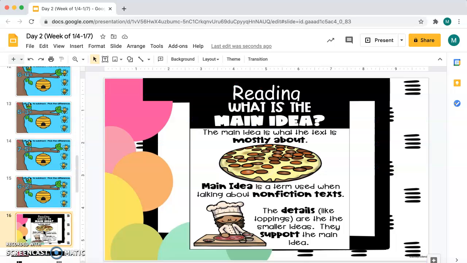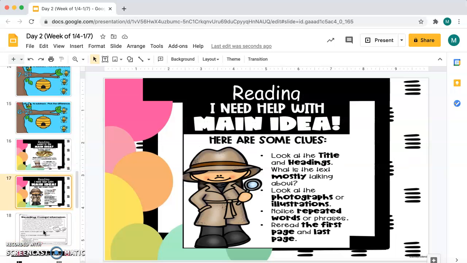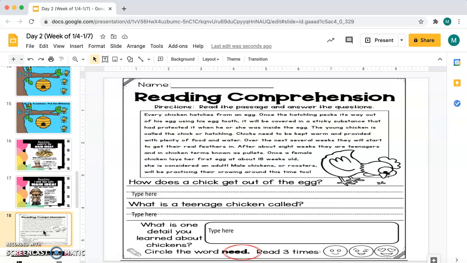Okay. All right, again, with reading, we're working on the main idea. Main idea is what the text is mostly about, and then our details are just the ways to support the main idea. And if you need help with the main idea, some clues to look for would be the title and headings, what the text is mostly talking about, looking at the photos, repeated words, and the first and last page of the book, okay?